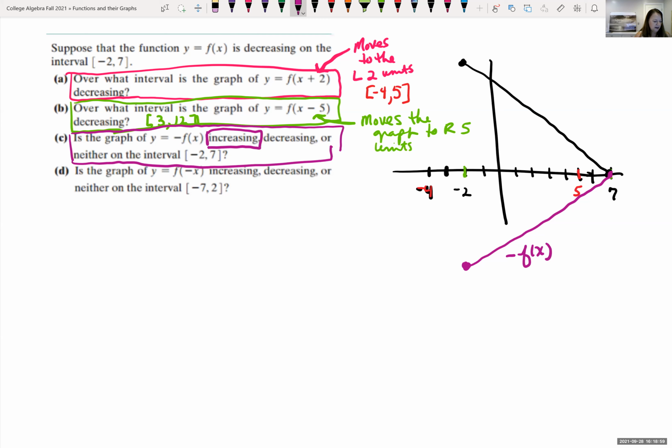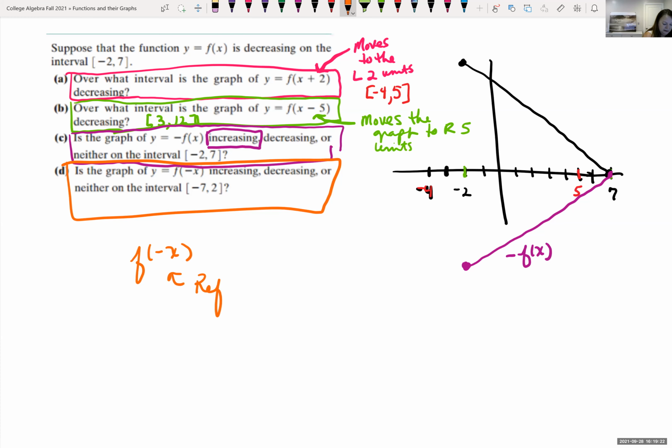Okay, and part D says, is the graph of y equals f of -x increasing or decreasing, or neither, on the interval -7 to 2? Okay, so the negative inside this is a reflection across the y-axis.